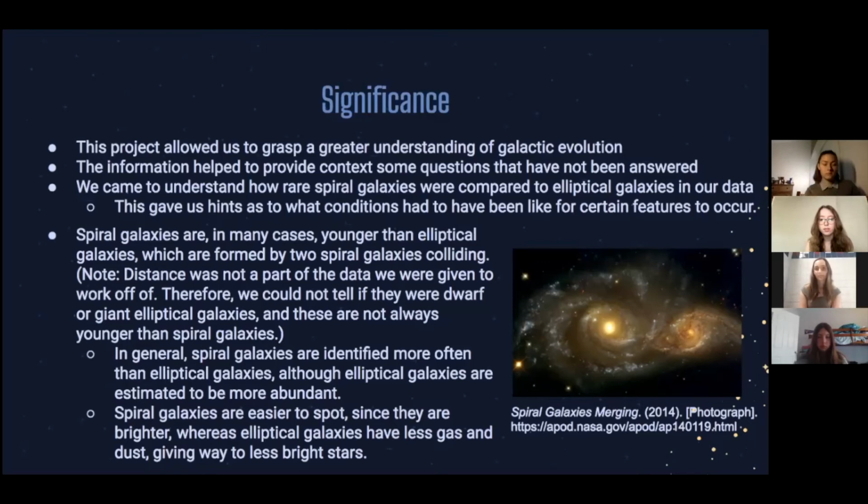In general, from what researchers have observed, spiral galaxies are identified more often than elliptical galaxies, while elliptical galaxies are estimated to be the most abundant type in the universe. One reason for this could be that spiral galaxies are typically easier to spot since they're brighter. And elliptical galaxies have less gas and dust, giving way to less bright stars, causing them to be dimmer, which is why we don't see as many usually.